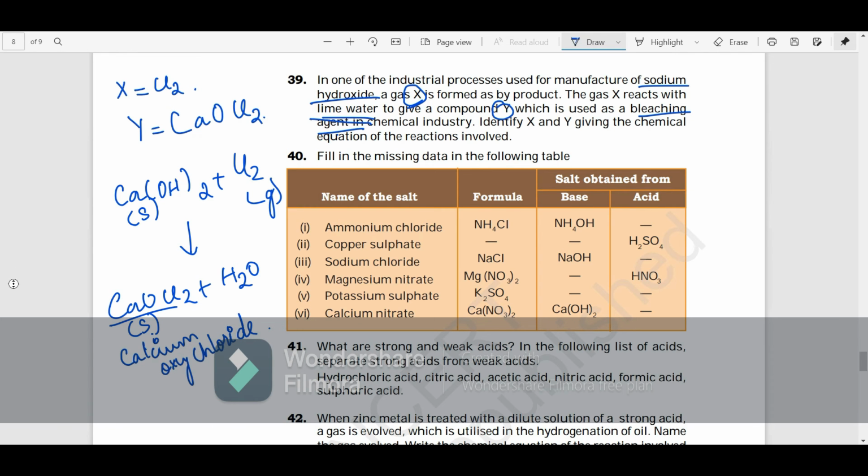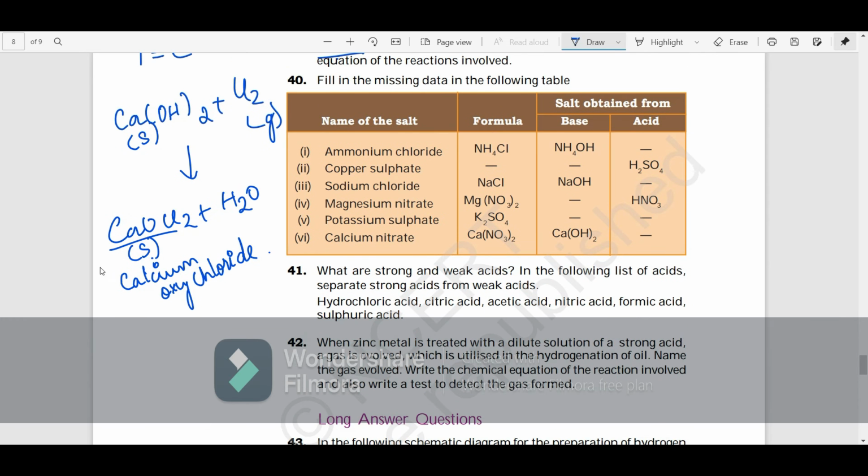Okay, now the 40th question. These questions are very nice. You should just write the base and the acid from which they are obtained. NH4Cl: NH4OH and HCl. I'm pretty sure you know how it comes out. You remove the H and OH, and you get NH4Cl. Copper sulfate will be CuSO4.